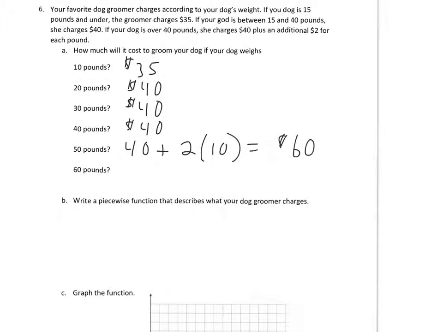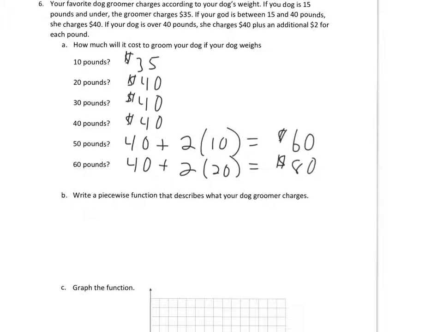And for 60 pounds, well, it's going to be $40 plus for every pound over 40, it's an additional $2. And there's 20 pounds in addition to the 40, so it'd be 2 times 20. So that would be 40 plus 40, which would be $80.